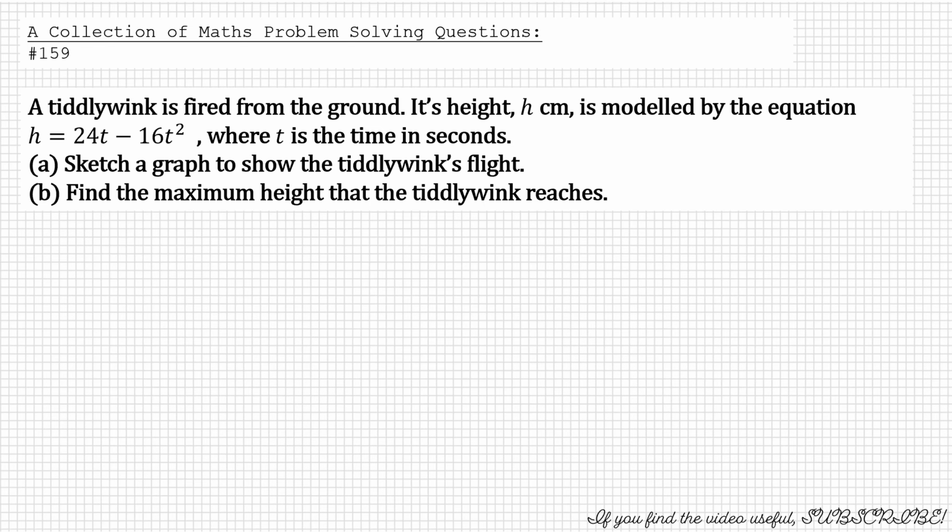A tiddlywink is fired from the ground. Its height h cm is modeled by the equation h equals 24t minus 16t squared, where t is the time in seconds. Sketch a graph to show the tiddlywink's flight. Find the maximum height that the tiddlywink reaches.